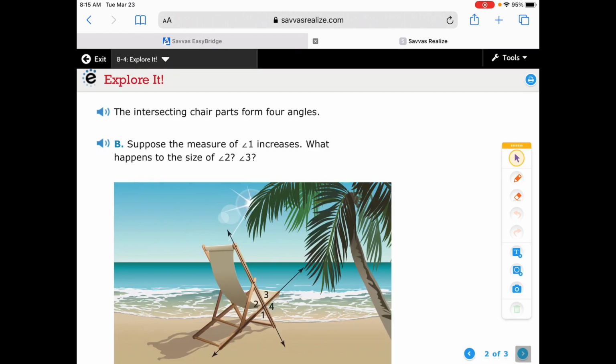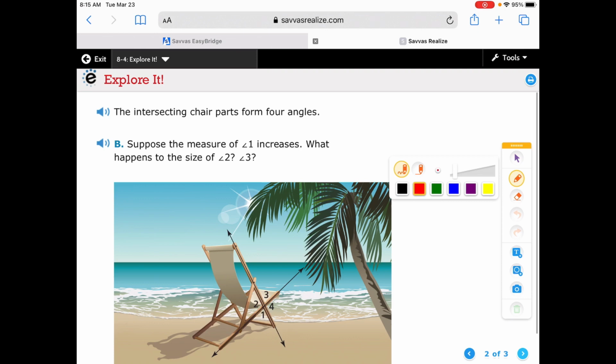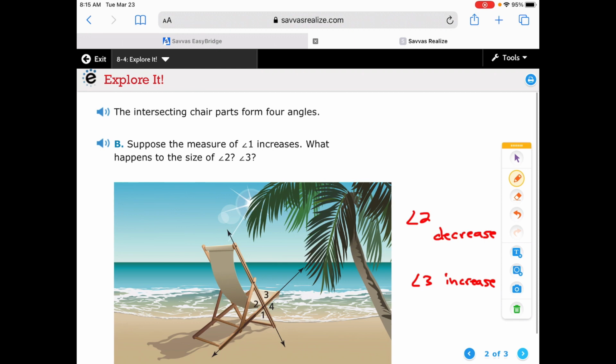Right, for part B, it says suppose the measure of angle 1 increases. What happens to the size of 2 and 3? Well, the size of angle 2 will decrease, and because the size of angle 3 is the size of angle 1, that will increase and be the same angle measure as angle 1.